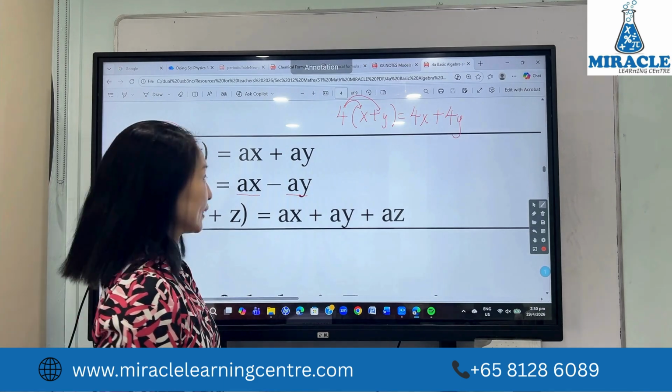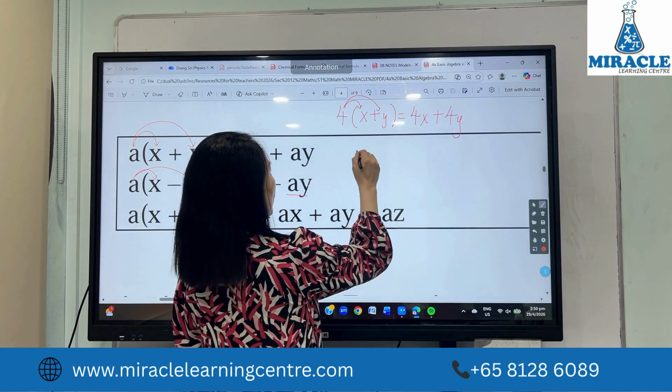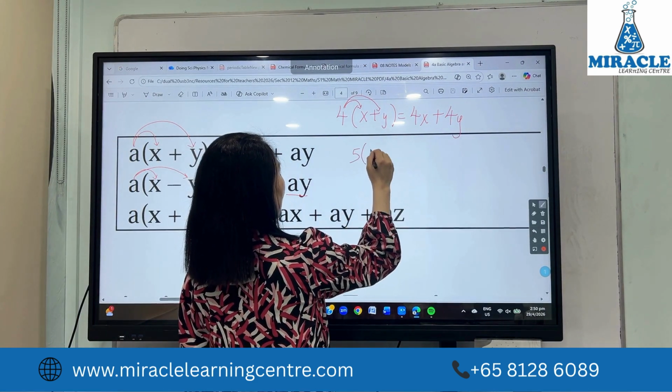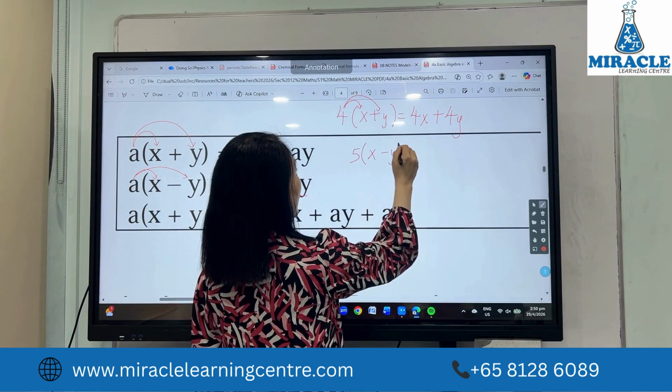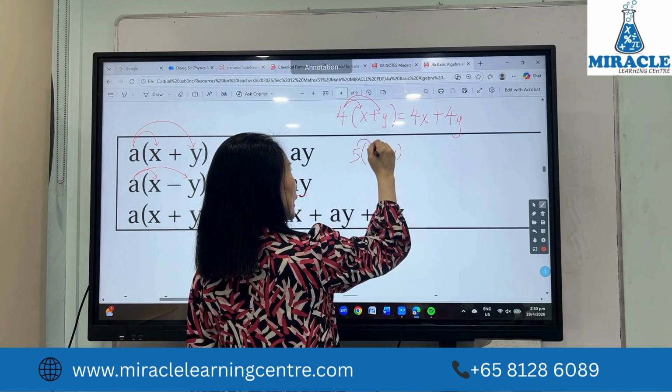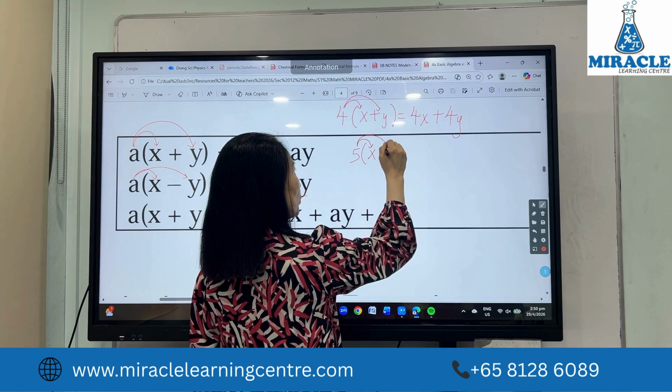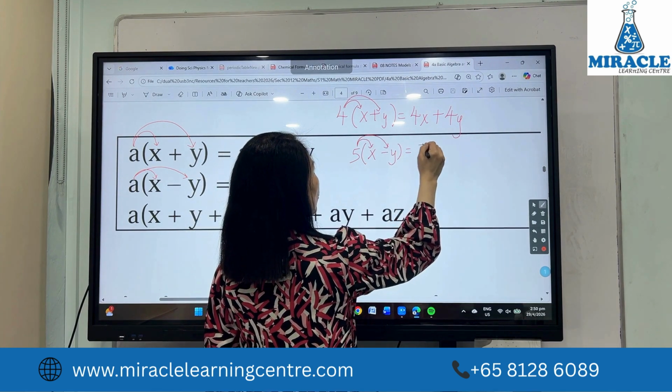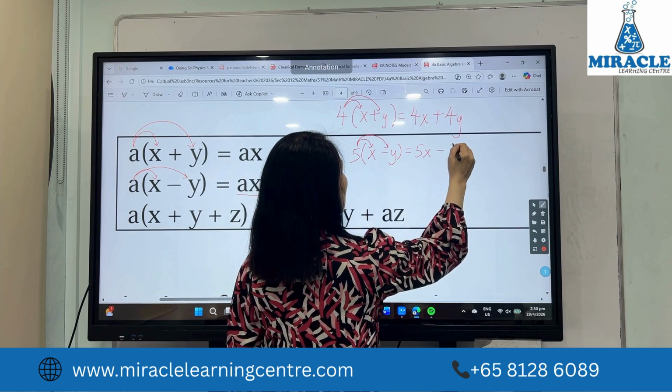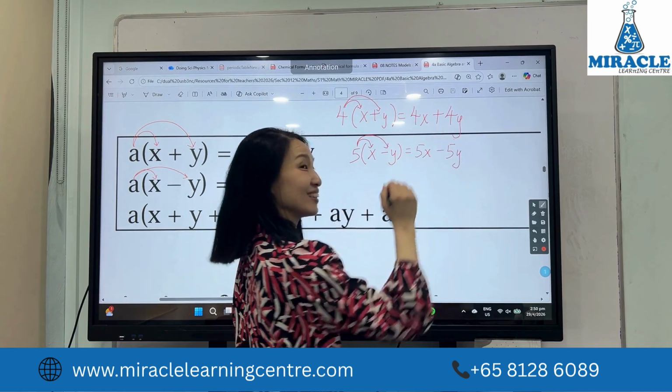Let us look at an example. For example, we have 5 bracket x minus y. So you need to multiply 5 to x and 5 to y. So we actually get 5x minus 5y.